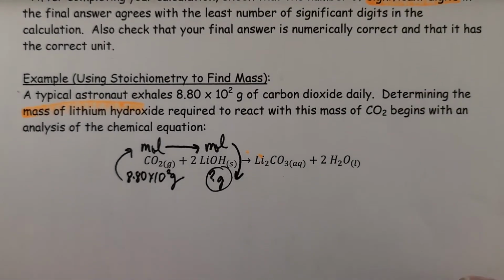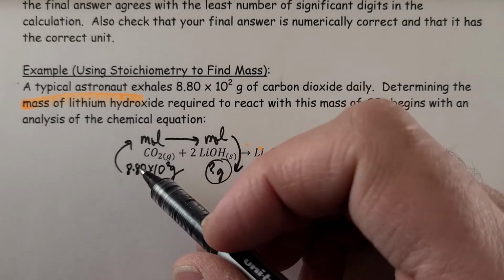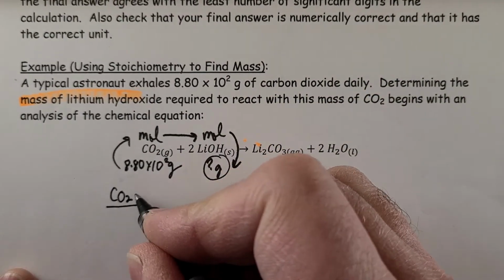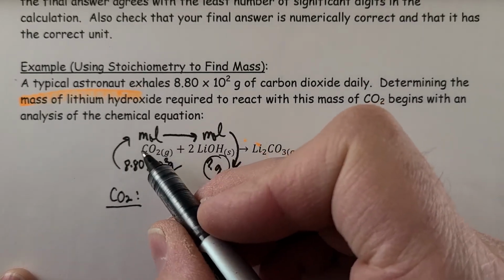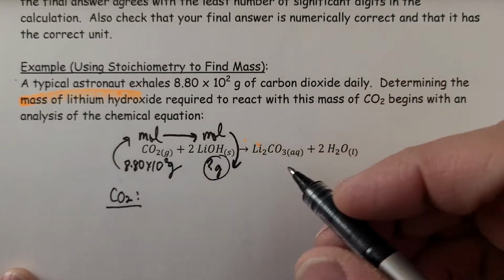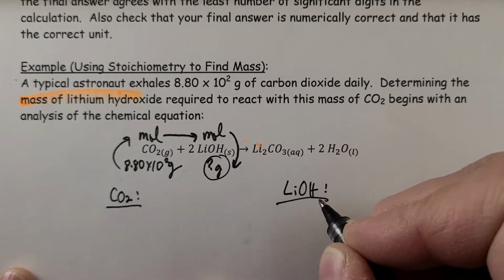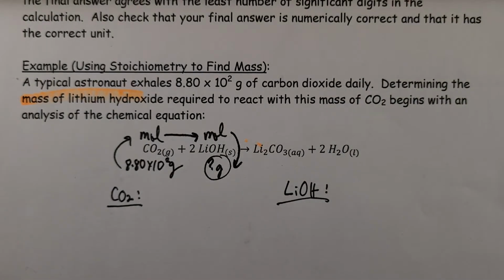Of course, to go from grams to moles, we're going to have to find out the molar mass. So we're going to have to find out the molar mass of CO2, grams to moles, and then over here we're going to have to go from moles to grams. So guess what? We'll need the molar mass of lithium hydroxide as well.